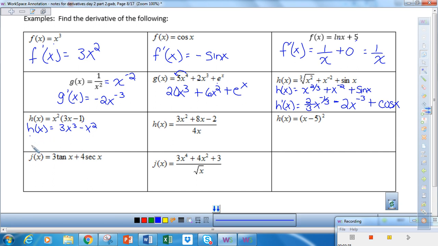Okay? Then I take the derivative. Now once again, when we multiply two functions, we're going to have to use the product rule, which we have not learned yet. We'll learn that in the next lesson, or maybe the lesson after that. So then h prime of x, now that it's simplified, I can use the power rule. So that's going to give me 9x squared minus 2x.